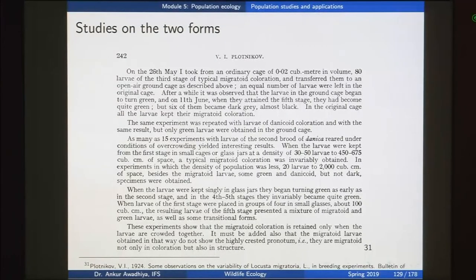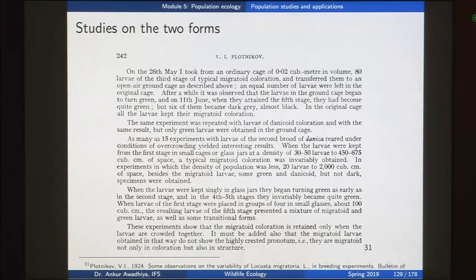results. When the larvae were kept from the first stage in small cages and jars at a density of 30 to 50 larvae to 450 to 675 cubic centimeters of space, a typical migratoid coloration was invariably obtained. In experiments in which the density of the population was less, 20 larvae to 2000 cubic centimeters of space, besides the migratoid larvae, some green and dinicoid but not dark specimens were obtained.